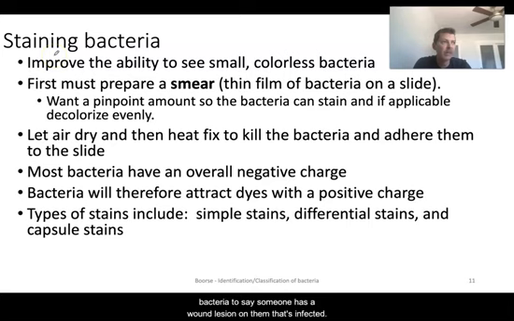How can we take a bacteria? Say someone has a wound, a lesion on them that's infected, and we want to know, is that a staph infection or not?